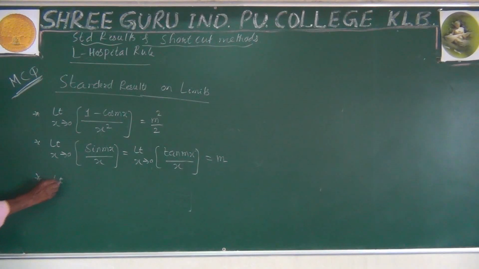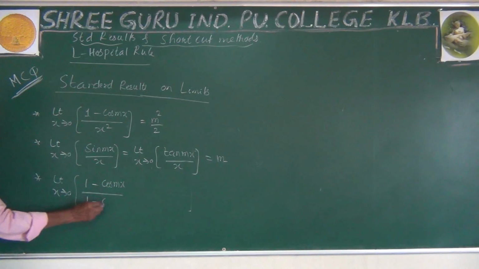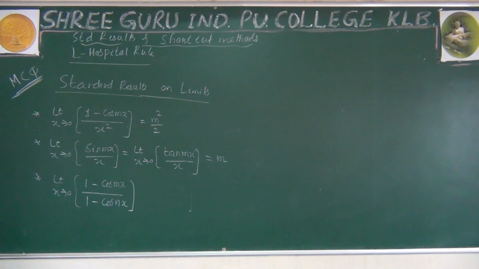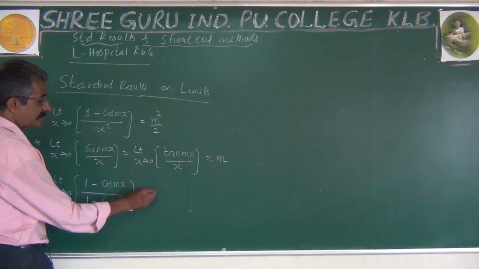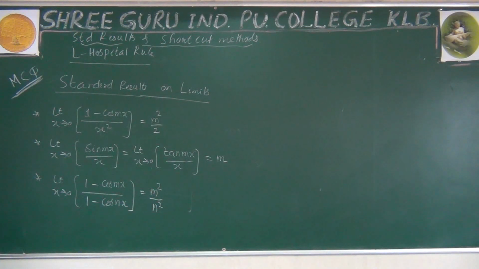Next shortcut method, limit x tending to 0, 1 minus cos mx divided by 1 minus cos nx. Using the earlier one, it becomes m square by 2 divided by n square by 2 after dividing x square in numerator and denominator, but it is actually m square divided by n square. It's a very useful problem to save time. Keep in memory without fail.